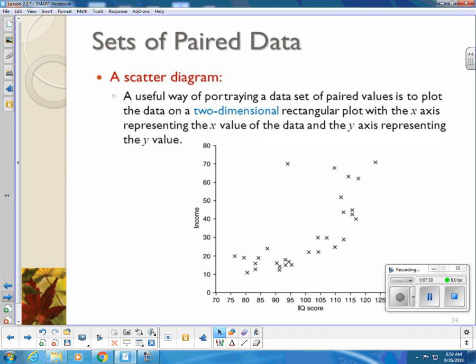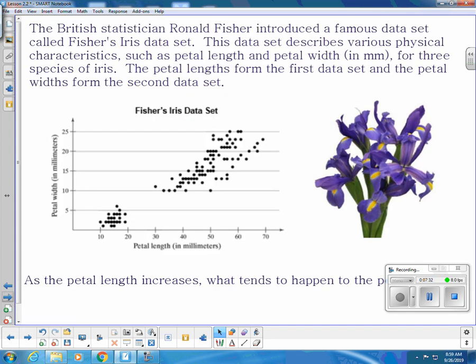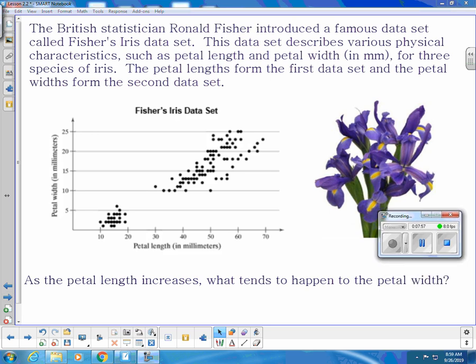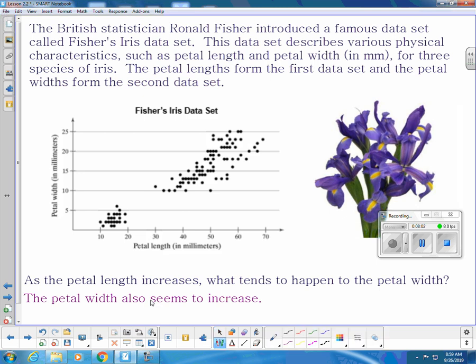Okay, two-dimensional. So here's one by a British statistician, Ronald Fisher, and he was famous for this iris data set, measuring the lengths of petals and the petal width for different species of iris, and he came up with this correlation. So you can kind of see as the petal length increases, well, then the petal width would also have to increase. Okay? You can kind of see that it's a positive trend. As one goes up, the other one also goes up. All right?